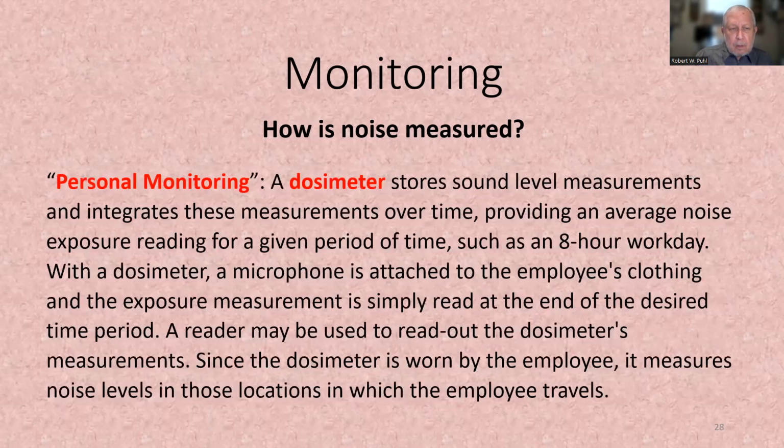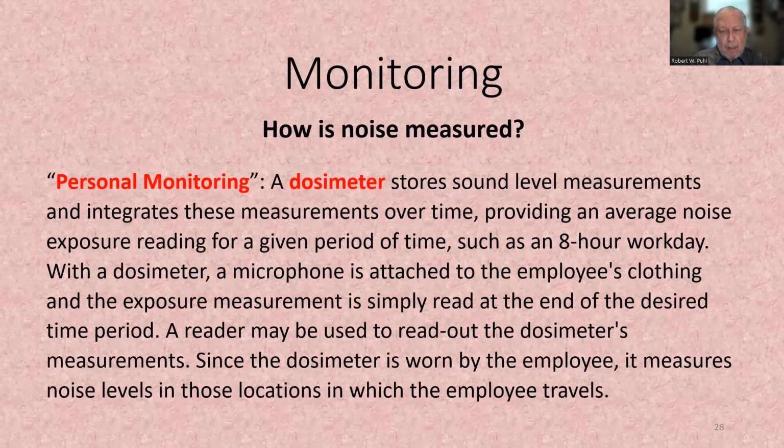But personal monitoring is a dosimeter. It stores sound level measurements and integrates these measurements over time, providing an average noise exposure reading for a given period of time, such as an 8-hour workday. With a dosimeter, a microphone is attached to the employee's clothing, and the exposure measurement is simply read at the end of the desired time period. You don't have to do it for 8 hours. It'll calculate it for you. But a reader may be used to read out the dosimeter's measurements.